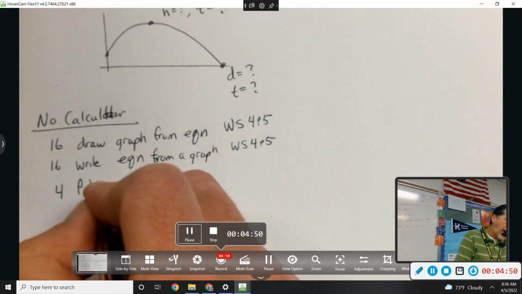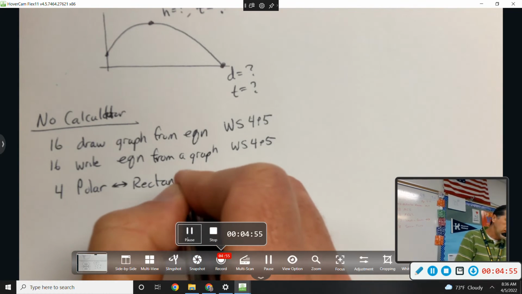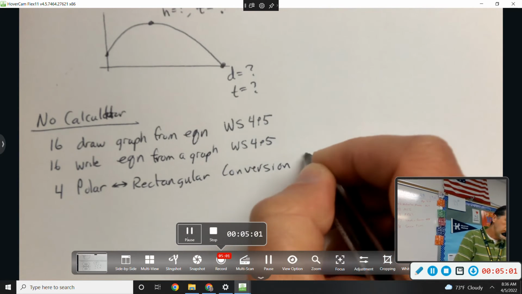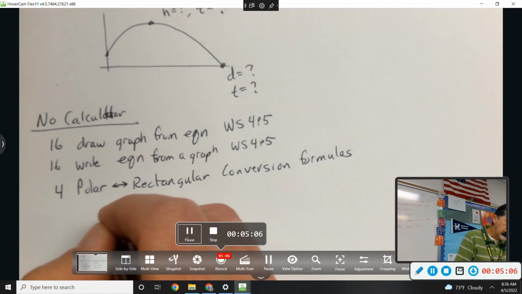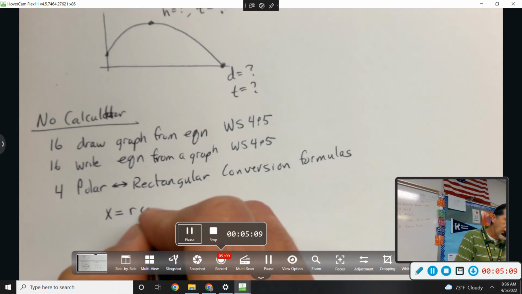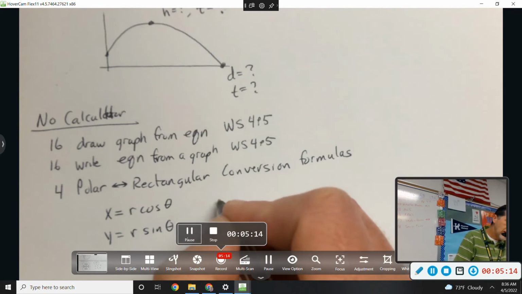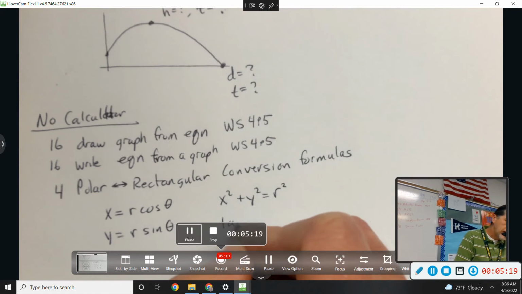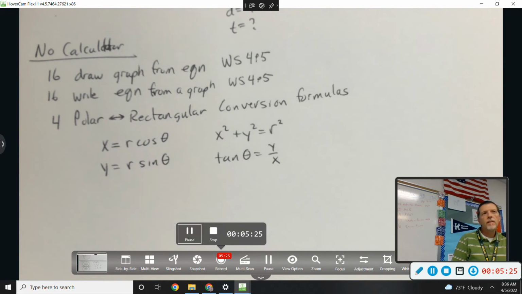There's 4 where we just ask you for the polar rectangular conversion formulas. And what I mean by that is, here's your answers to that section. X equals r cosine theta. Y equals r sine theta. X squared plus y squared equals r squared. And tangent of theta equals y over x. And those 4 answers are what we have to put for those 4 questions.